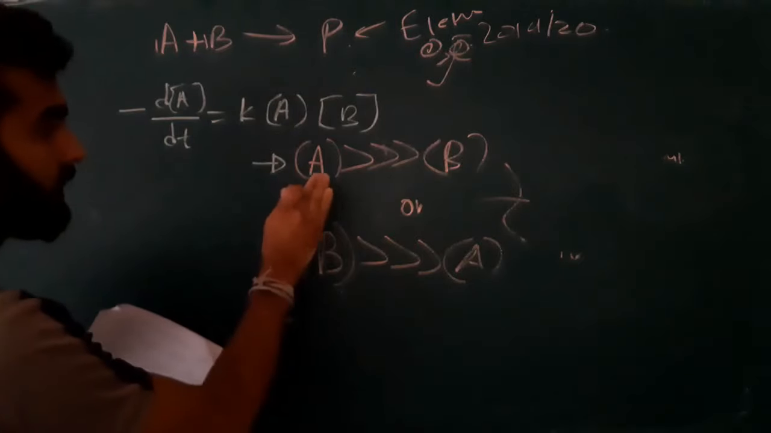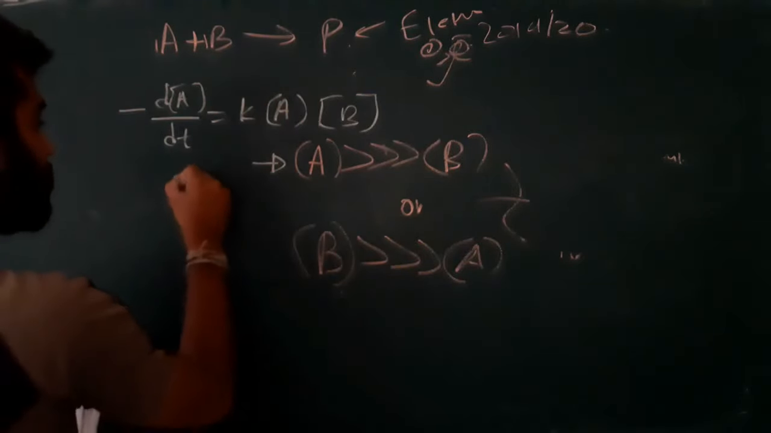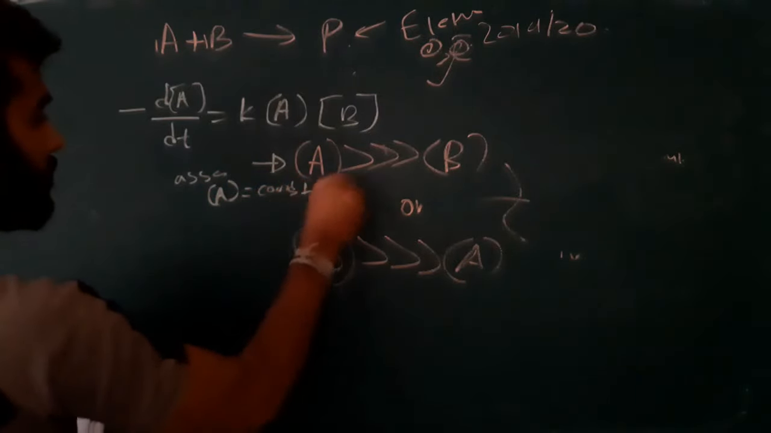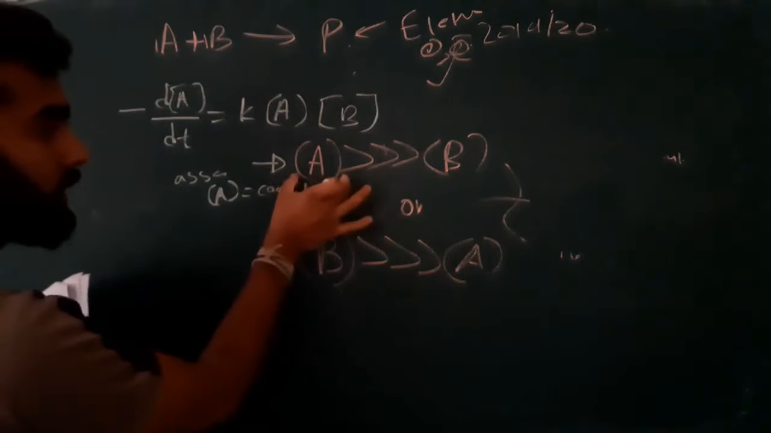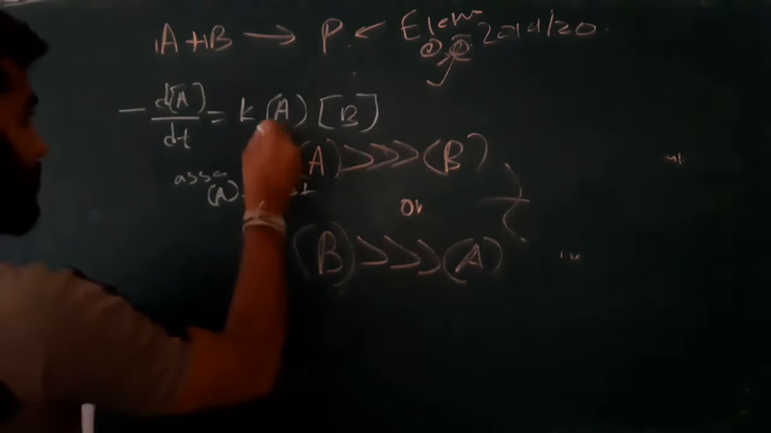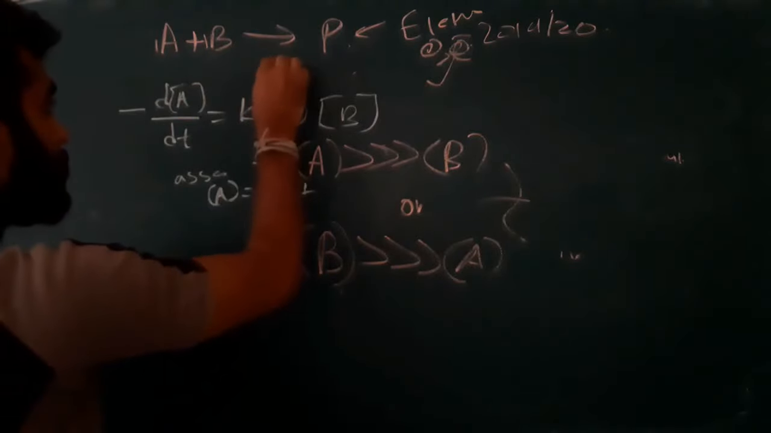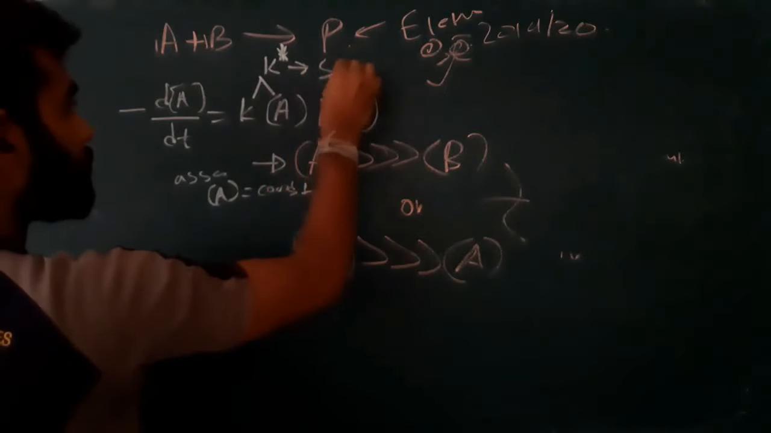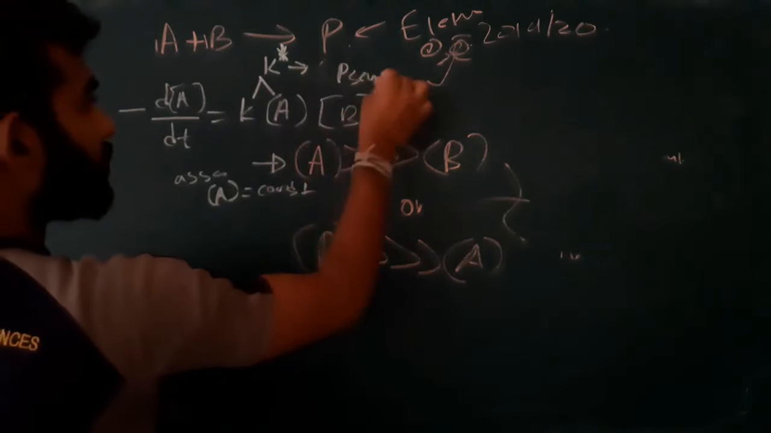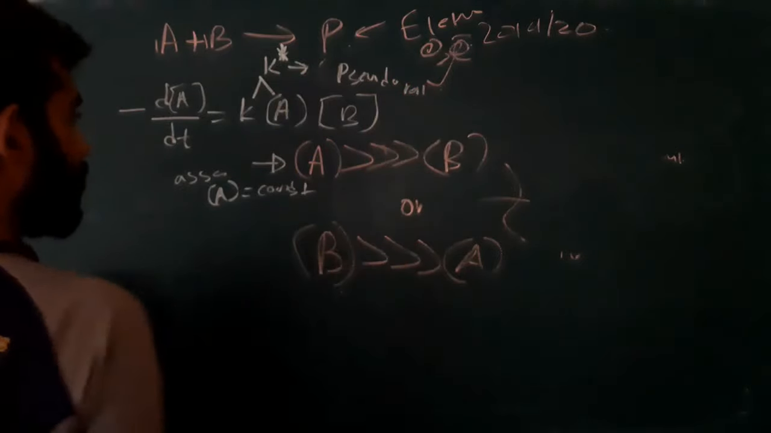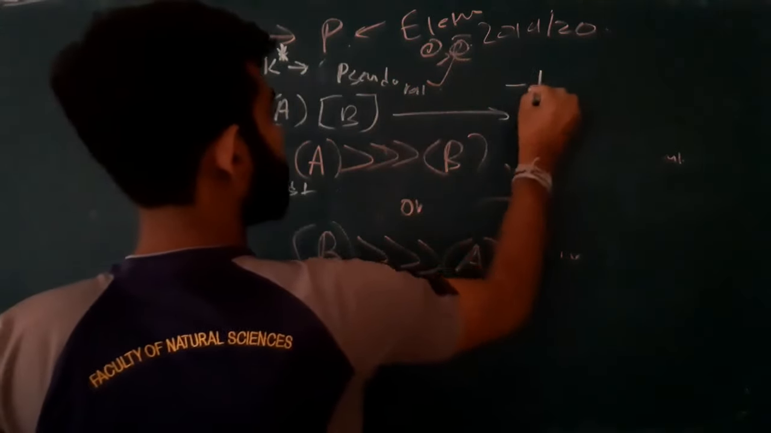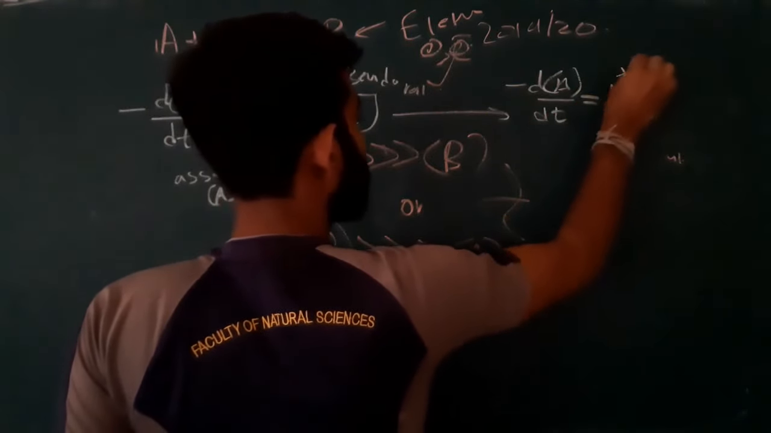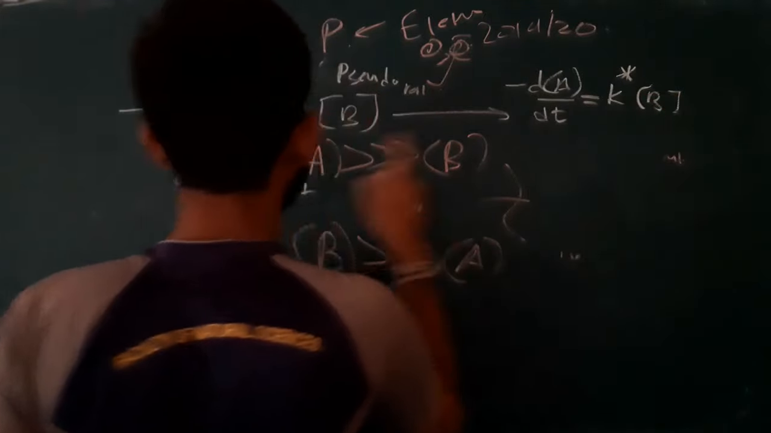If the concentration of A is very large, we assume the concentration of A is constant. We assume that. If its concentration is very high, we assume this concentration is a constant. In that case both K and A will give another constant K star, which is known as the pseudo rate constant. So the equation will be minus dA divided by dt equals K star concentration of B in the first case.